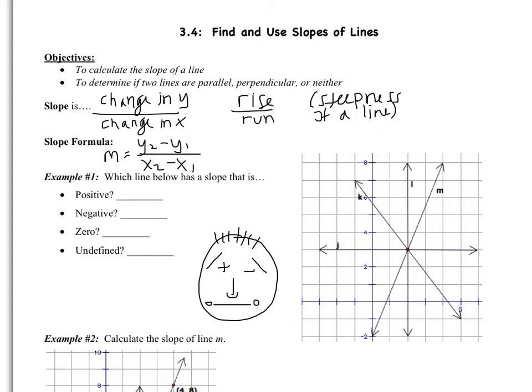Okay, so looking at the figure on the right, the slope that is positive is line M because it's rising. Negative is line K because it's falling. 0 is the horizontal line, which is J. And undefined is the vertical line, which is L.